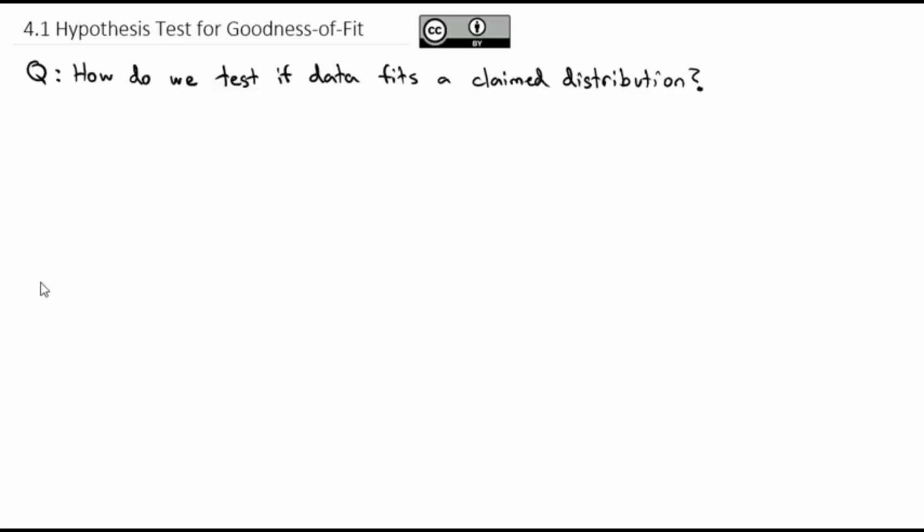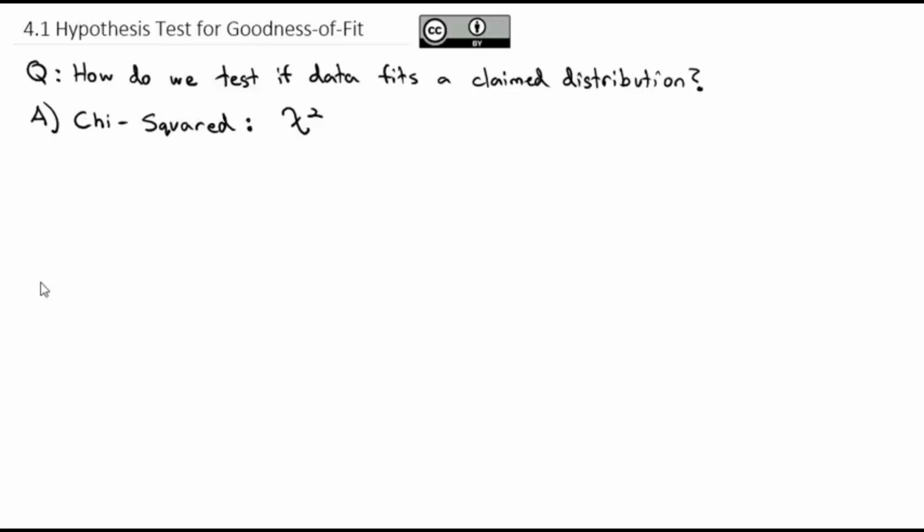And as we do this hypothesis test, we have to run into a new distribution that tests how well data fits a claimed distribution. And the new distribution is what we call the chi-squared distribution. And we use the Greek letter chi with a little squared on it. Looks like an X with tails on the ends.